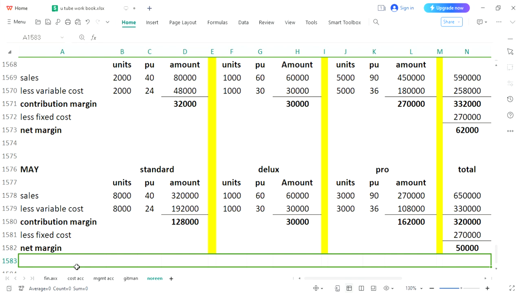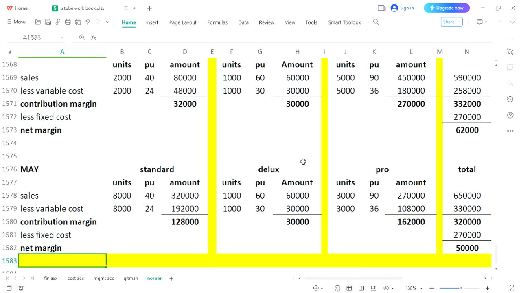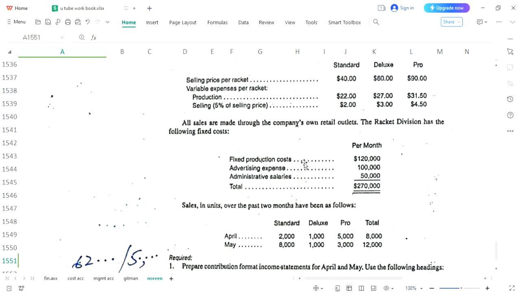So let's close it, and we will now see what the second part is saying to us. Okay. Second part is: upon seeing the income statement, we have already observed the income statement. President said, I can't believe this. We have sold 50% more rackets in May than in April. And this is an interesting story of how you can observe the number of units. In April, we sold 8,000 rackets, and in May, we sold 12,000 rackets.